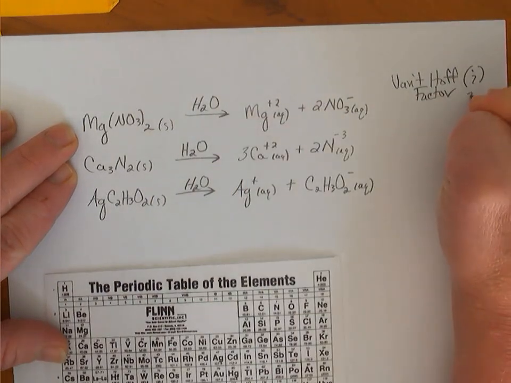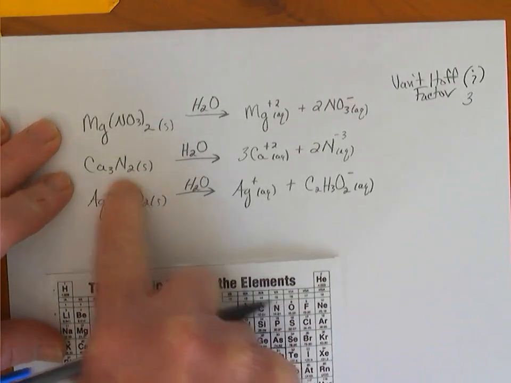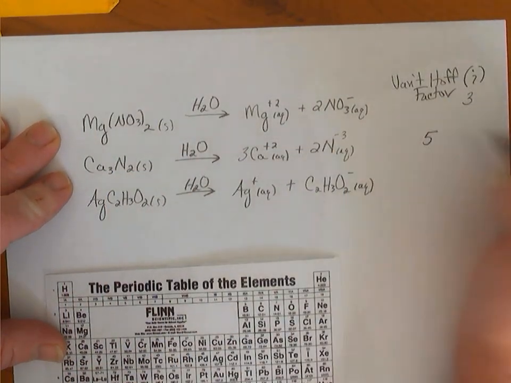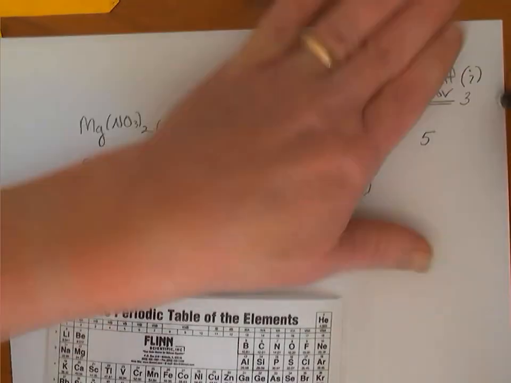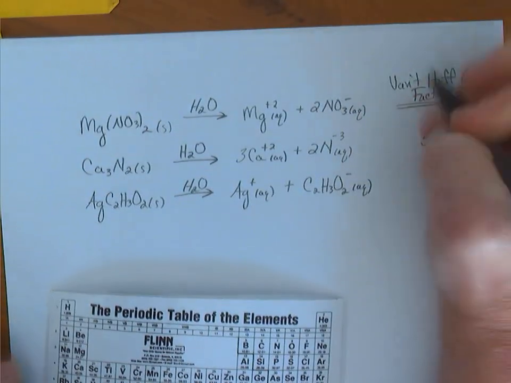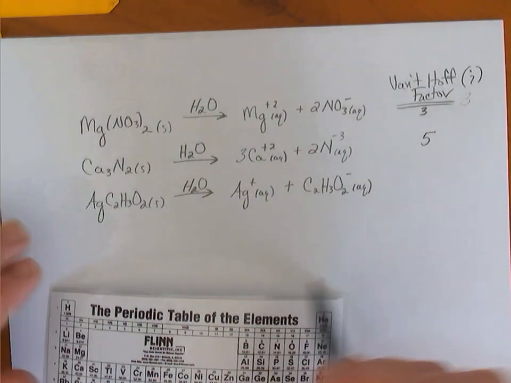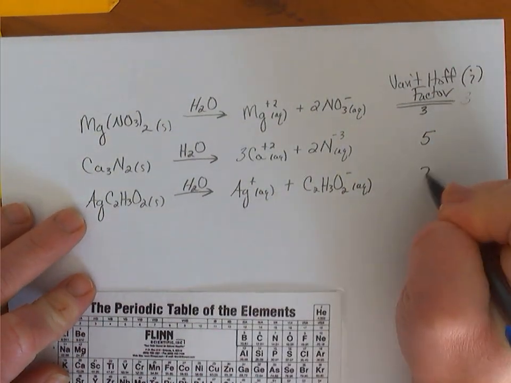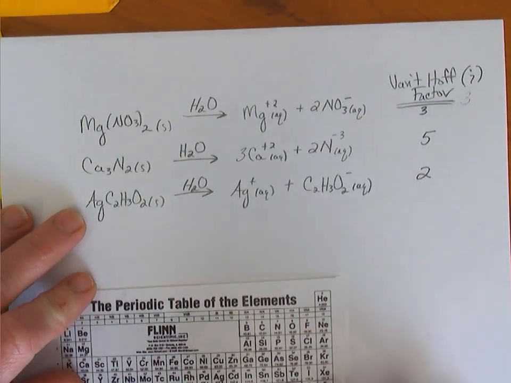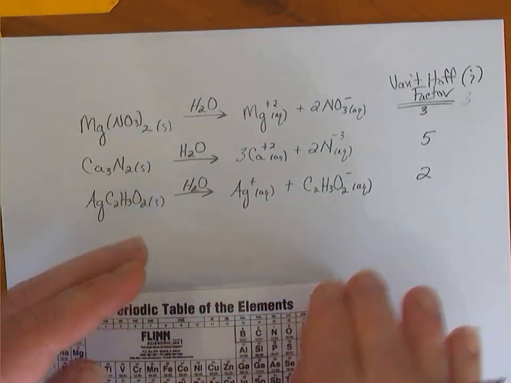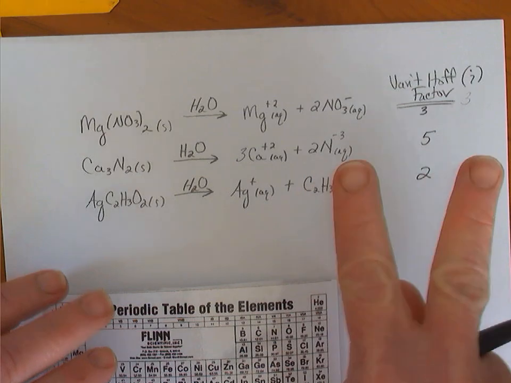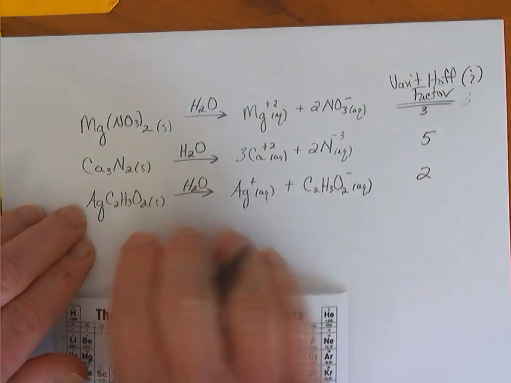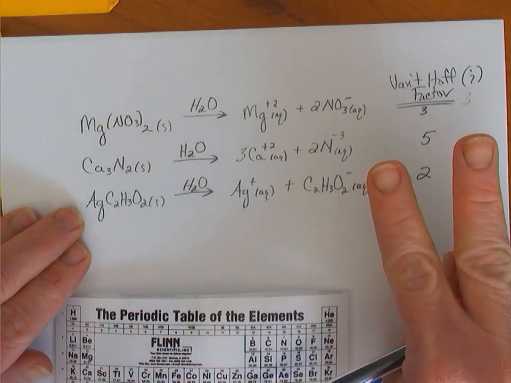So the Van't Hoff factor is 3. For every 1 calcium nitride, I get 3 plus 2, it would be 5. And for silver acetate, 1 and 1, so 2. Ionic compounds, we know, will at least be made of 1 cation and 1 anion. So the Van't Hoff factor for soluble ionic compounds will minimally be 2.